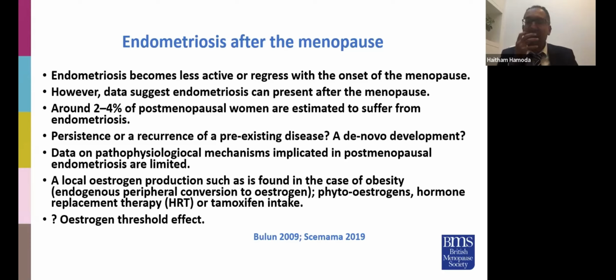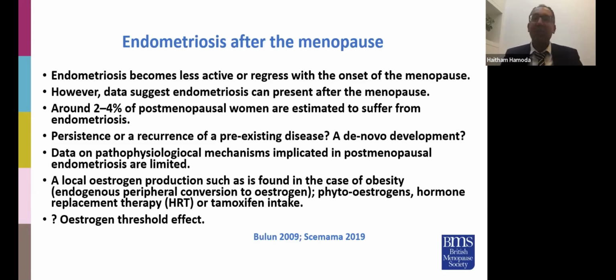And if you look at prevalence data, this is German registry data, about 2 to 4% of postmenopausal individuals are estimated to have endometriosis. So then if you ask the question, what is that endometriosis? How do these lesions develop?